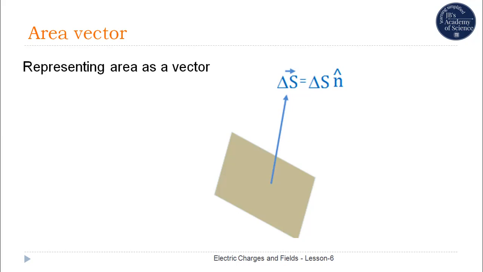Now, look at the figure. The line segment is perpendicular to the area, delta S. Let delta S be the magnitude of the area. n cap be the unit vector along the perpendicular line. Then the area vector delta S vector is equal to delta S into n cap. Delta S is the magnitude of the area, n cap is the direction of the area vector.